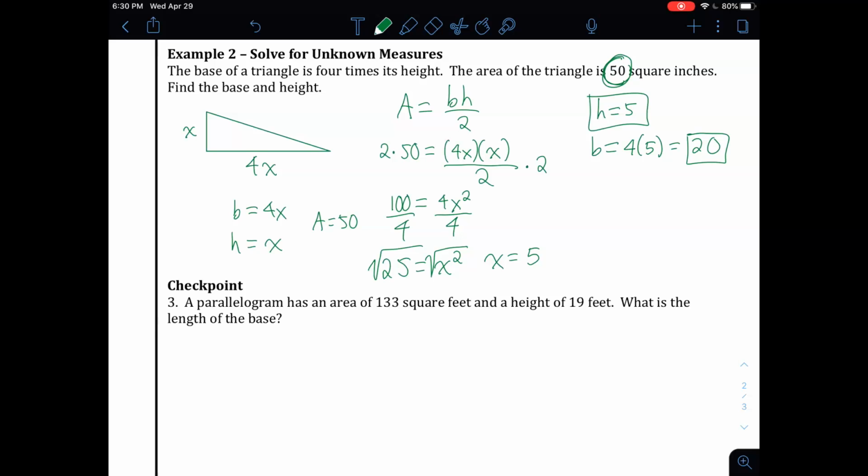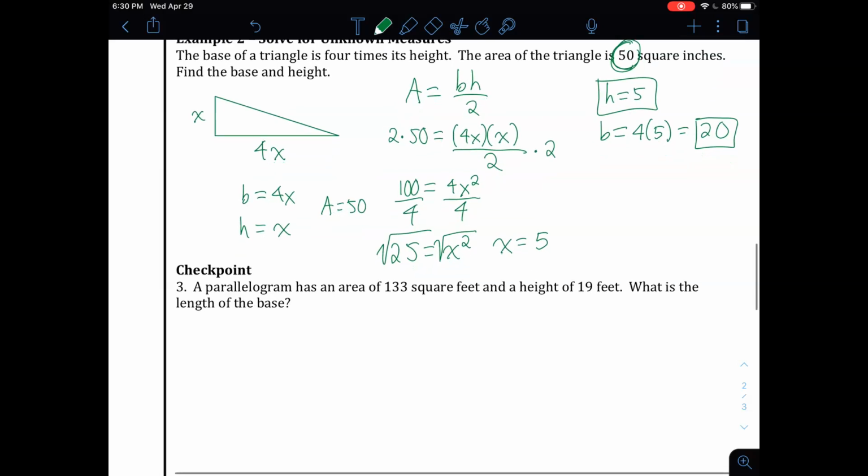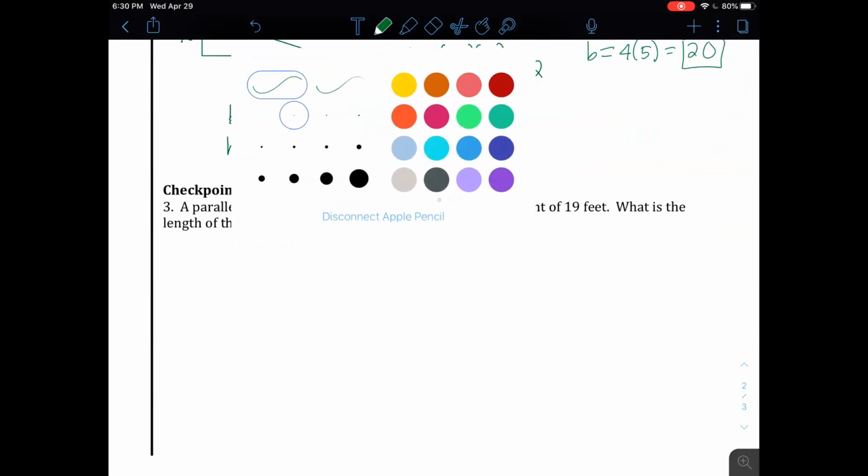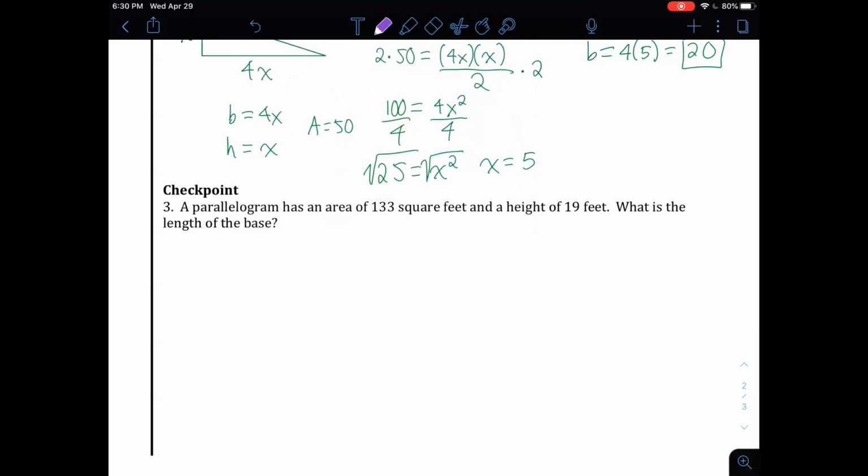All right, this next one's actually kind of a good one. So this one's a little bit easier, checkpoint 3, but it's a similar kind of process here, all right? So we have a parallelogram has an area of 133 square feet and a height of 19 feet. What is the length of the base? So we know, what's the formula for area of a parallelogram? Area equals what? Base times height. So what you always want to do is write down what the different variables are and see if you know any of them, okay?